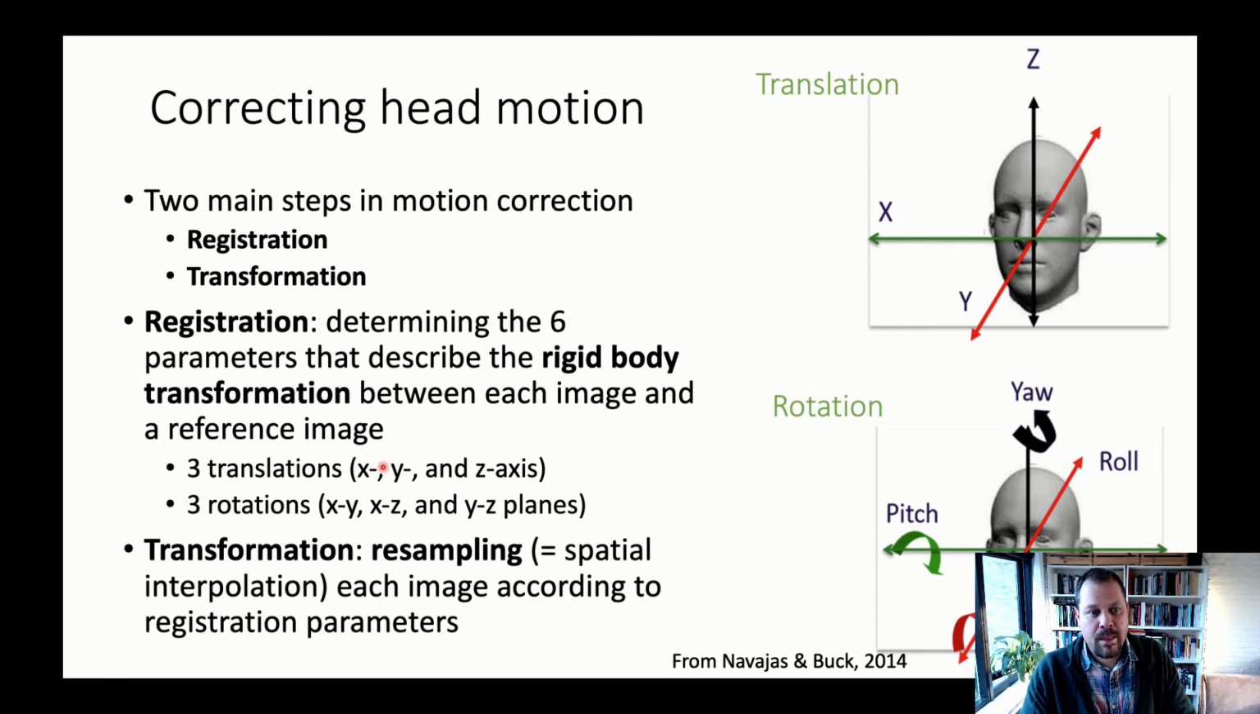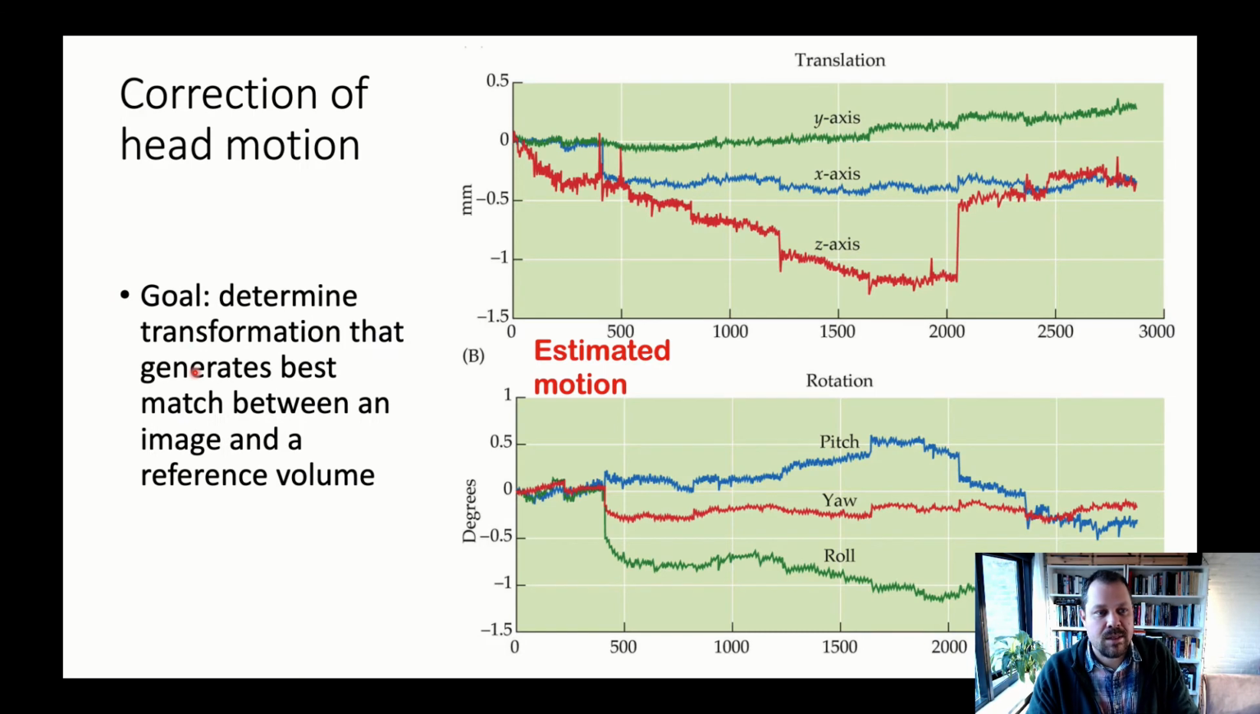So those head movements are all registered and then recorded. And finally, since we know how much movement took place in all of these 6 dimensions, we can then take the original images and transform them. That's called resampling in SPM. So we interpolate spatially between each image according to the registration parameters estimated in the first step. So motion correction basically is a 2-step process.